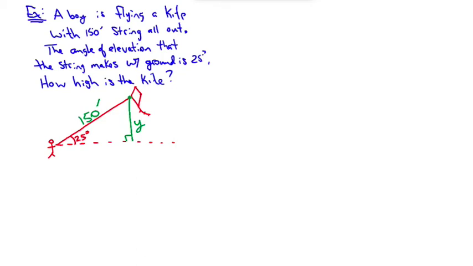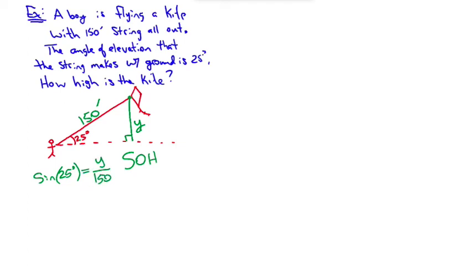Probably should have labeled that y also. So what function has an angle here? What is this side y called? It's opposite. 150 definitely is the hypotenuse. So what is opposite and hypotenuse? Sine. Some old hippie. So you set this up as a sine function. So you go sine of 25 degrees is equal to opposite over hypotenuse.